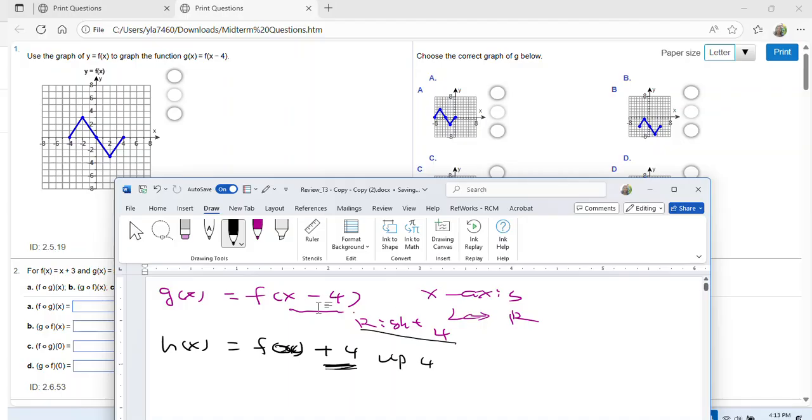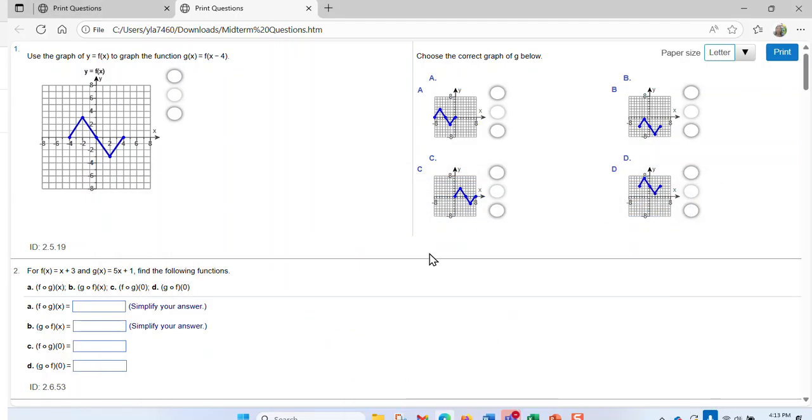Okay, so knowing this transformation, now you go choose the correct answer. Anything you see moving up and down, this one is moving down, and this one is moving up. So apparently B and D are incorrect. So moving in the x direction is either A or C.